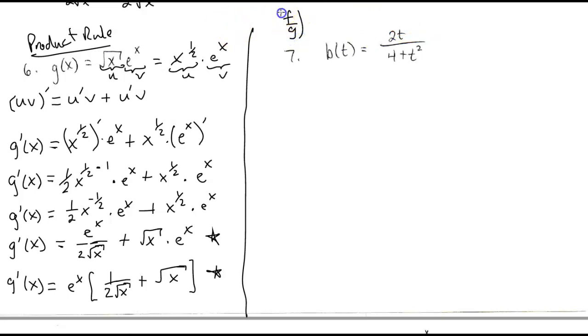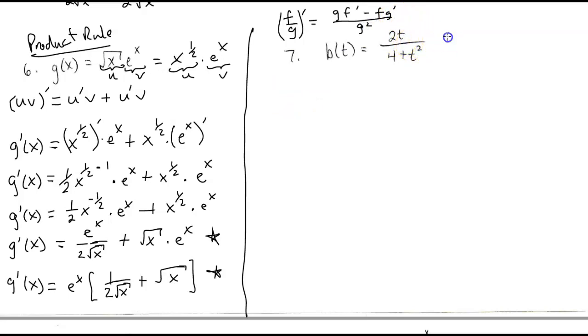So if we have the quotient of two functions and we're going to take the derivative of it, if we look at f as the high function and g as the low function, then it's going to be low d high minus high d low all over low squared. Okay.